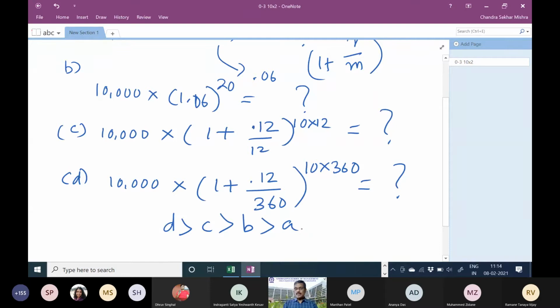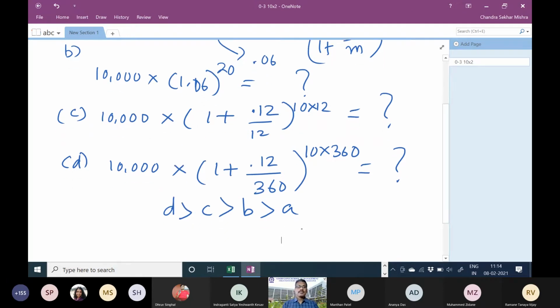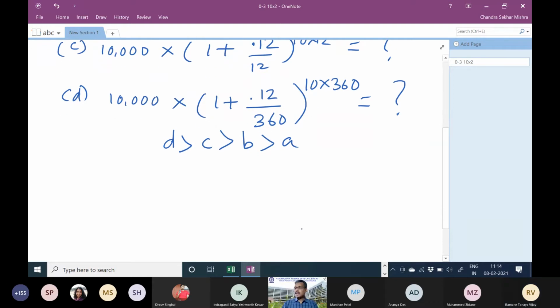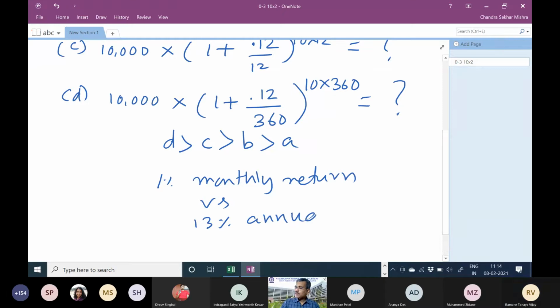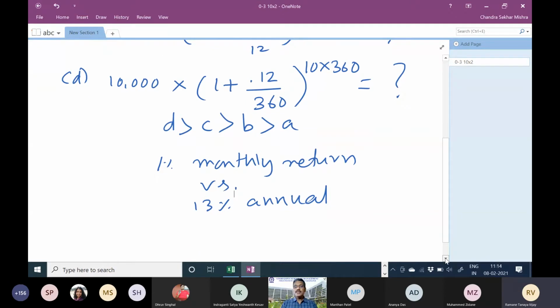Is it not? Actually, you will find somebody will say you take 1% monthly return, or you will take 13% annual return. Which one will you prefer? An investment option gives two options to you: 1% monthly compounding versus 13% annual. Which one will you go for? The 13% annual.